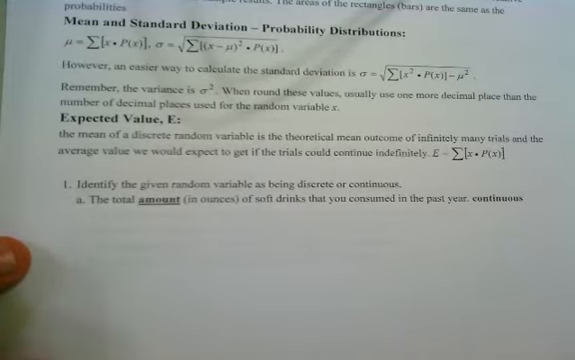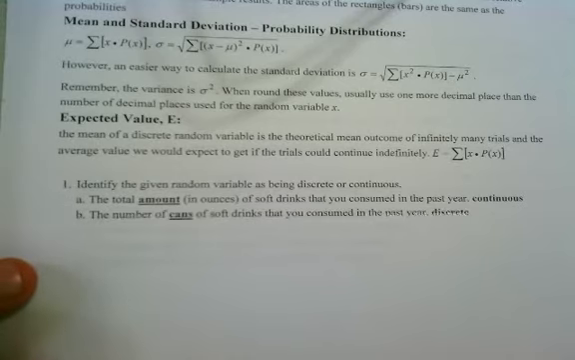Okay, the total amount in ounces of soft drinks that you consumed in the past year, we would consider this a measurement and therefore continuous, because when you say the amount, really the question becomes, how picky are you about the amount? Are you rounding it to the nearest ounce? Tenth of an ounce, thousandth of an ounce? In other words, you could pick just how many decimal places you want in your measurement, and that's why it becomes a continuous amount. You're not really counting the number of ounces, because you could have partial ounces.